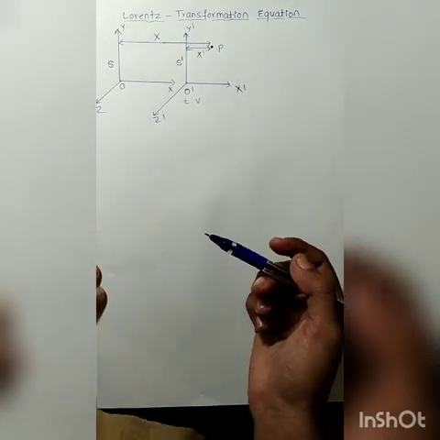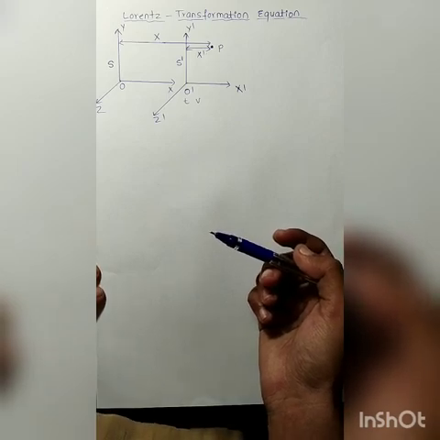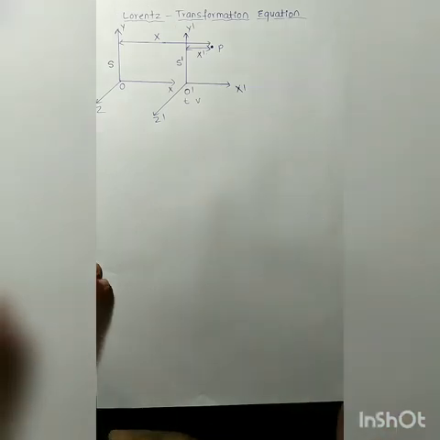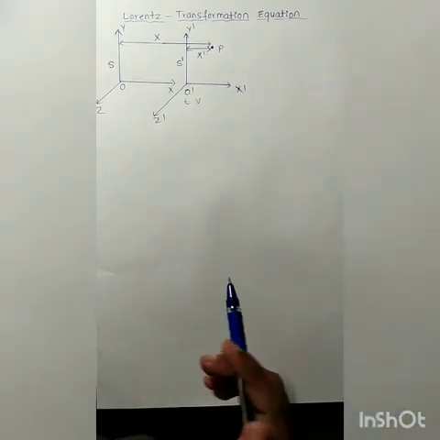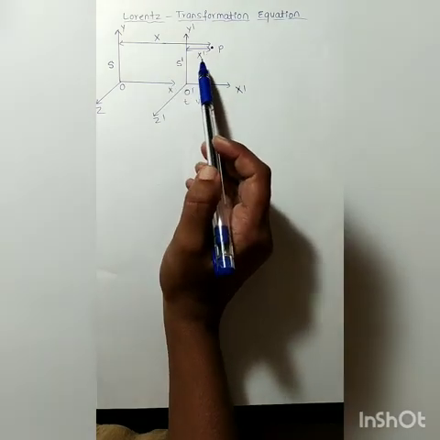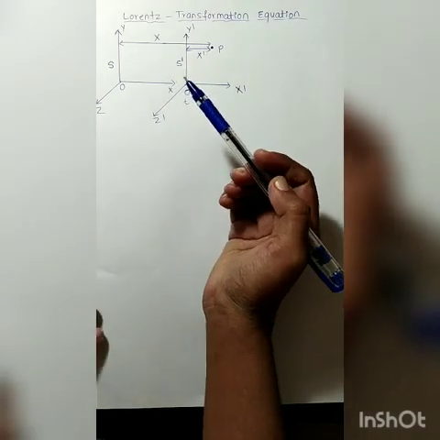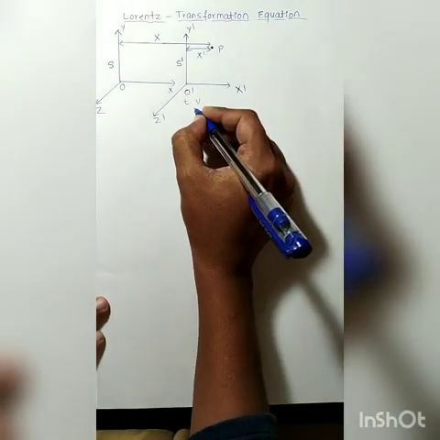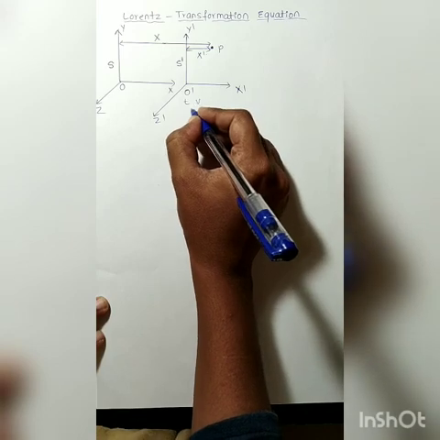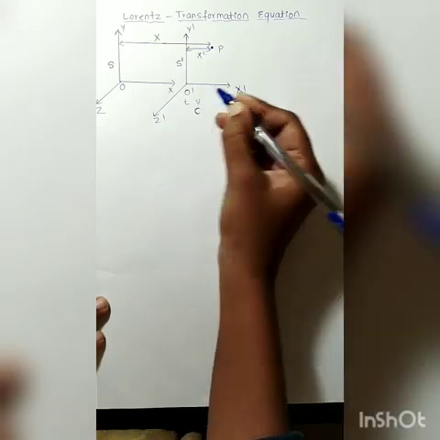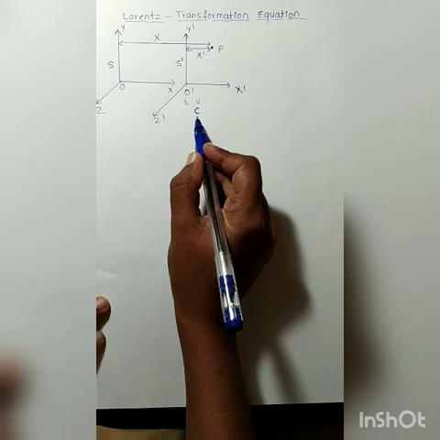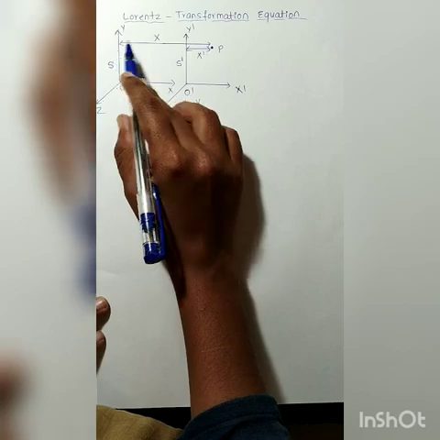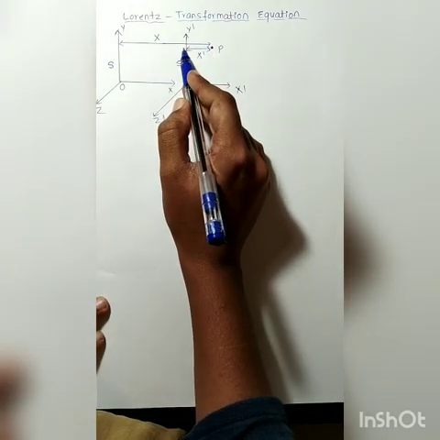Now we already know speed is equal to distance divided by time. Therefore distance is equal to speed into time. From that I will calculate the x value as well as the x dash value. As the light ray is coming, it has the velocity equal to 3 into 10 raised to 8 meter per second, and that velocity we will denote by c. So c is the velocity of the light. Then when it comes out, it reaches the S frame with a certain time, and the S dash frame with a certain time.